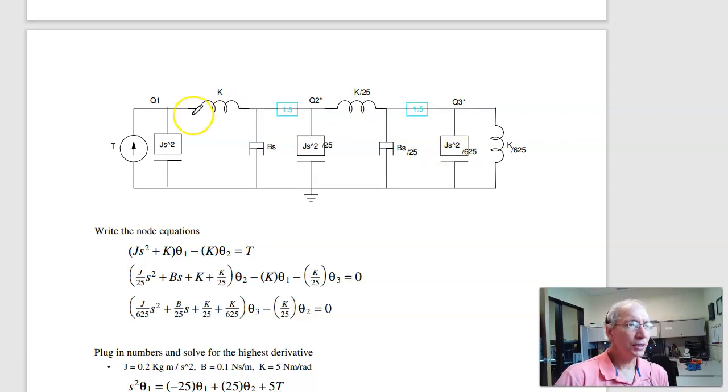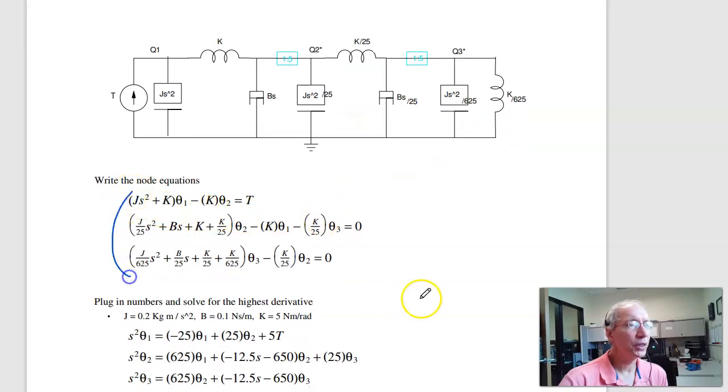Now, write your node equations. So here's theta 1, theta 2 star. It's slightly different than theta 2. There's a turn ratio in there. Theta 3 star. Write your node equations, same as before. All the admittances attached to the node times theta 1 minus the admittances between nodes times theta 2 is the current of the node. Likewise at node 2, likewise at node 3, gives you 3 equations, 3 unknowns.